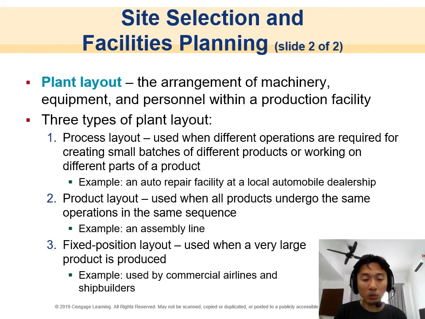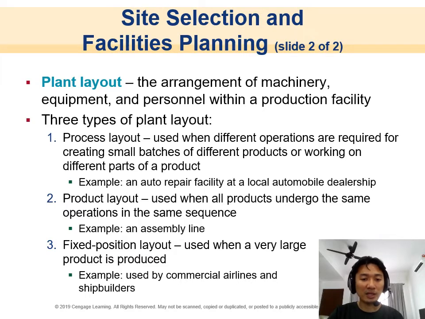Once we have decided where we would build our new factory, then we would also look into plant layout, which is the factory layout. What is a plant layout? It's just the arrangement of machines, equipment, and also people within the production facility or factory. So there are three general types of plant layout which are used worldwide.